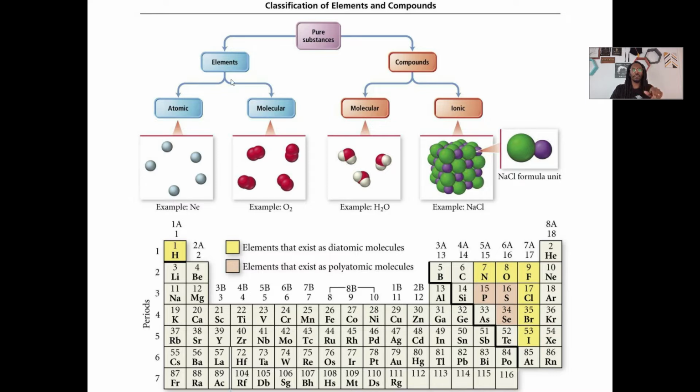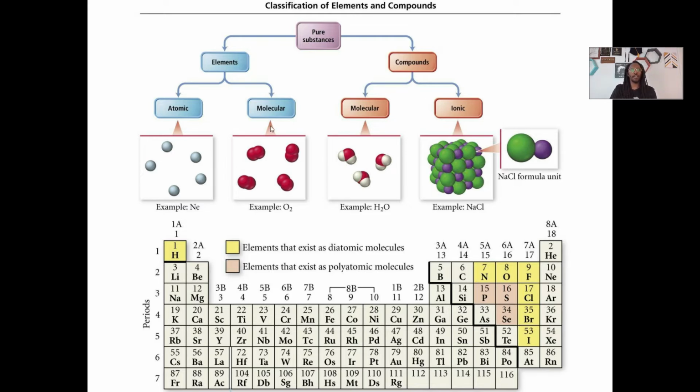So we can classify our elements in two different ways. We can classify our elements as atomic or molecular. So atomic elements, which is an example here with neon, basically they're a single element. They exist as a single element, a single atom.